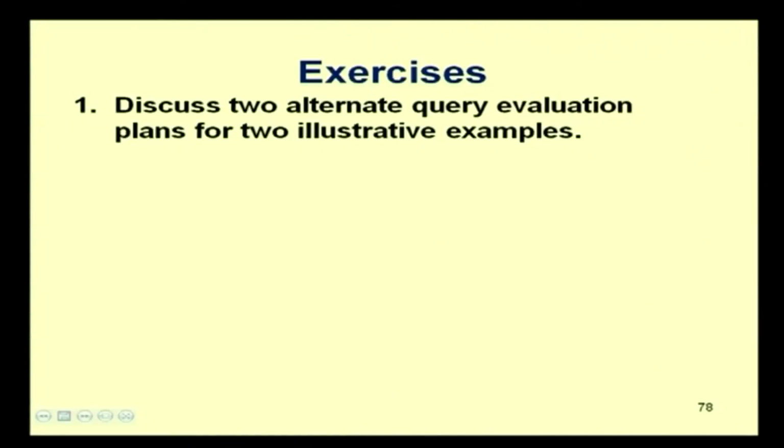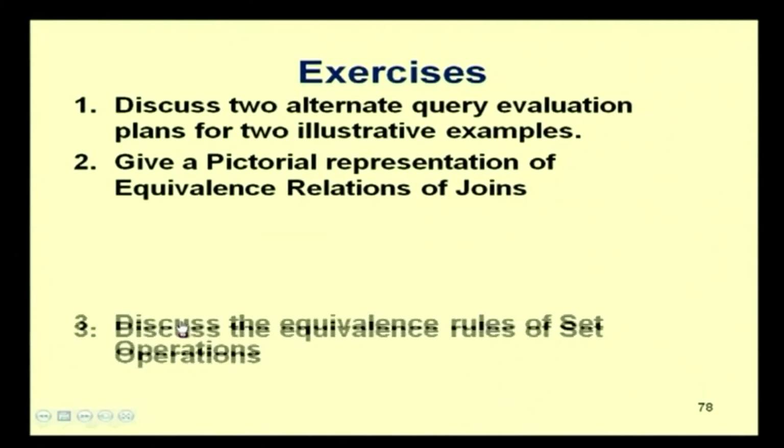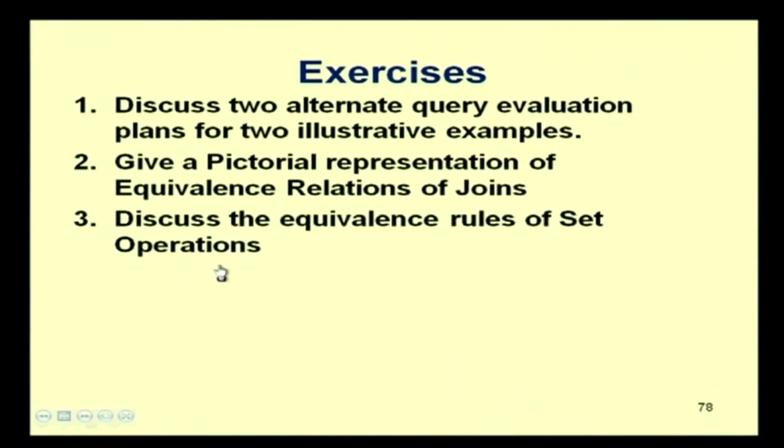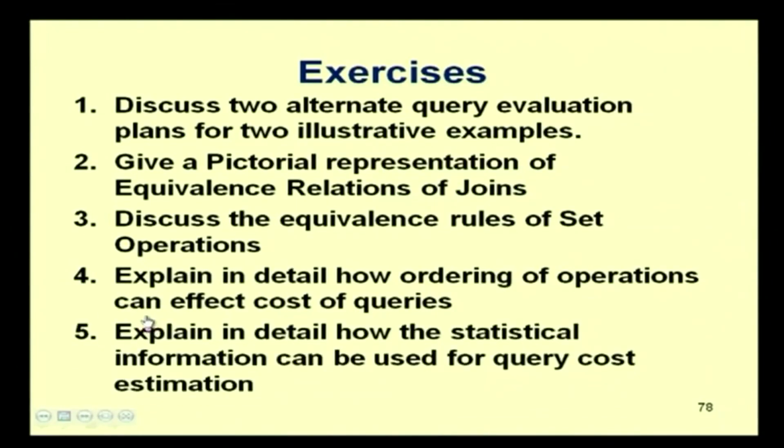What I want you to do is discuss 2 alternative query evaluation plans for 2 illustrative examples. I want you to give a pictorial representation of equivalent relations of joins. I want you to discuss the equivalence rules of set operations and explain in detail how ordering of operations can affect the cost of queries, and also how statistical information can be used for query cost estimation.